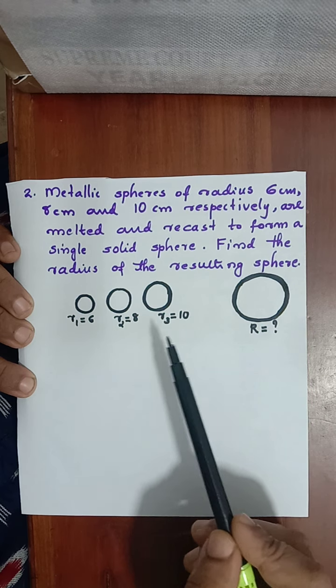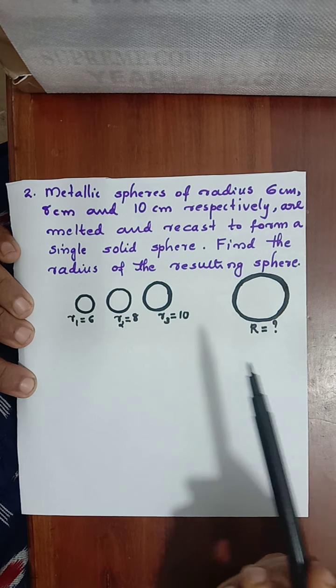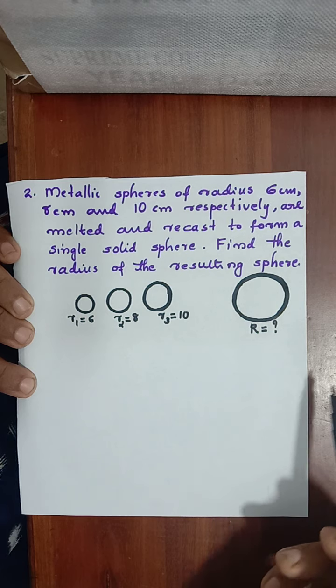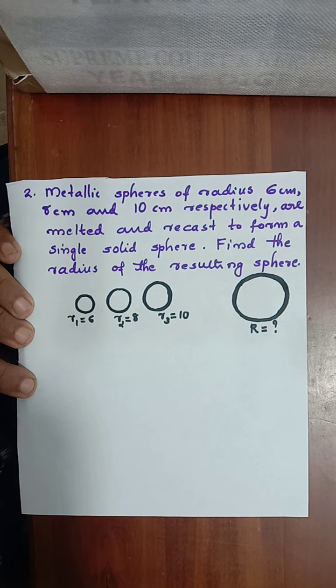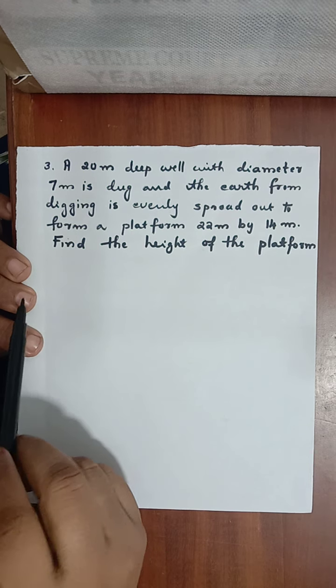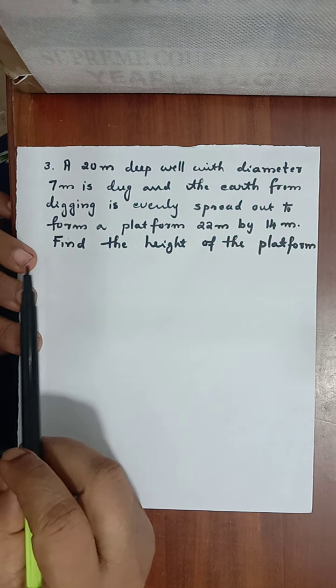4 by 3 pi comes as the common. So you do it as homework. You will be getting the value of R now. That is your homework. Let us discuss the next question.